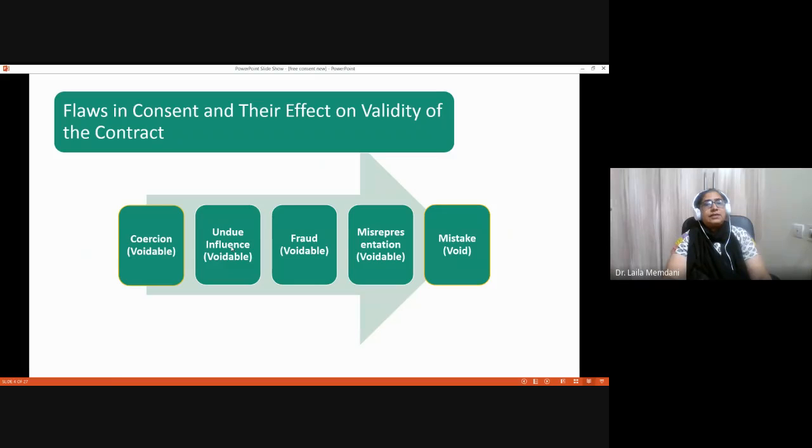Undue influence: there is some undue influence by one party over the other, and the other party signs the contract when he or she is under the undue influence, like teacher and student, father and son, the spiritual guru and the disciple. Fraud is when somebody has intentionally done fraud. Misrepresentation is not done intentionally. In fraud, the misrepresentation is done intentionally. And the last one is mistake.